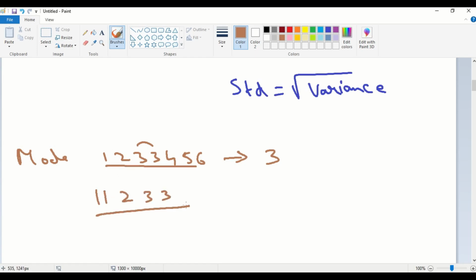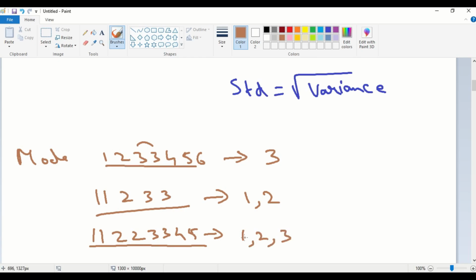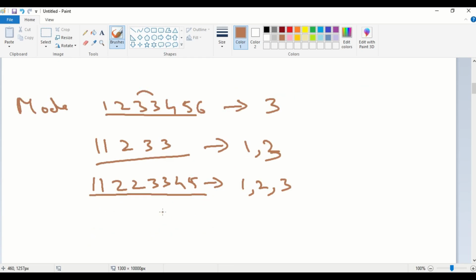For double mode, 1, 1, 2, 3, 3. Here the mode is 1 and 3. For 1, 1, 2, 2, 3, 3, 4, 5, here the mode is 1, 2, 3. So when we have more than 3 modes, we tell it as multi-mode. Mode is most frequently occurred value in the sample.